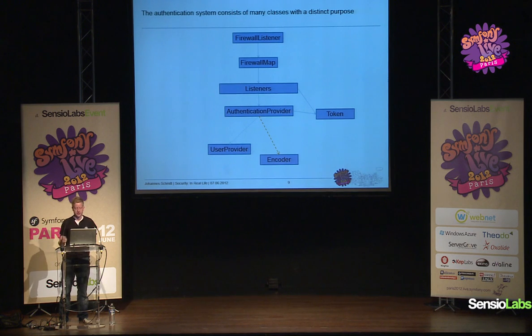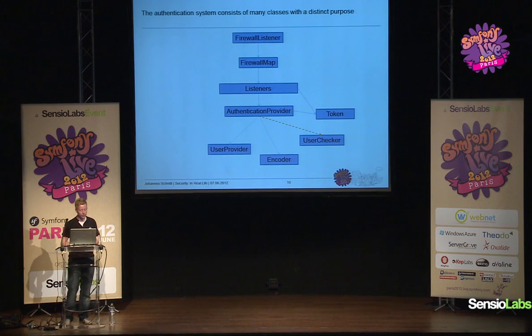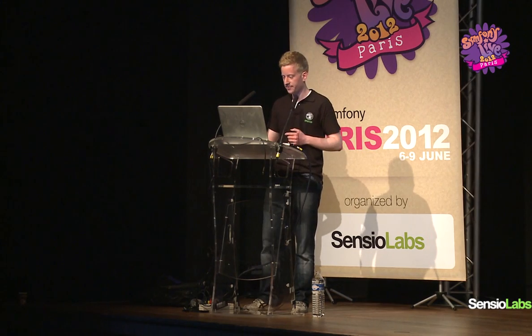Then the other thing is the encoder. That's also optional, and what it does is transform your password in a way that is not reversible, if you have a password in your user, of course. Then we have the user checker class, which does things like, hey, is that user enabled? Are the credentials still valid, or have they expired, or whatever? It's performing checks. Is the user allowed to log in, actually, or has it been blocked or something?